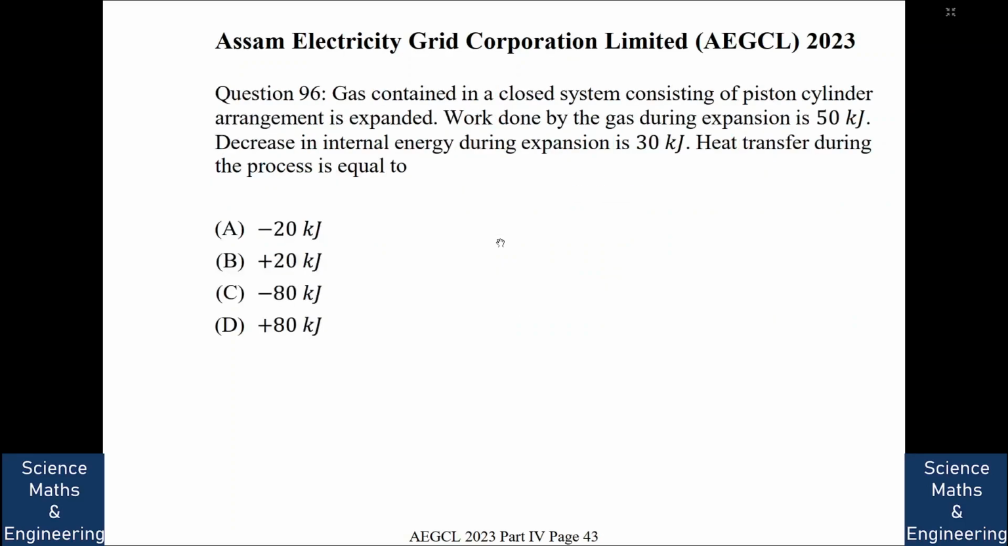So next question. Gas contained in a closed system consisting of a piston cylinder arrangement is expanded. Work done by the gas during expansion is 50 kilojoule. Decrease in internal energy during expansion is 30 kilojoule. Heat transfer during the process is equal to, so let us find the heat transfer.